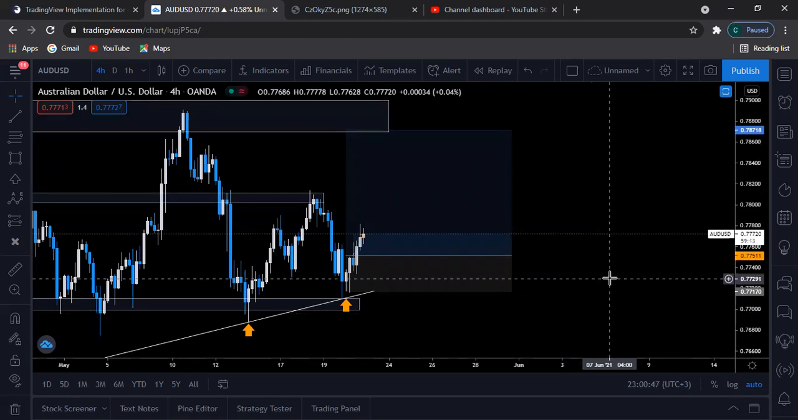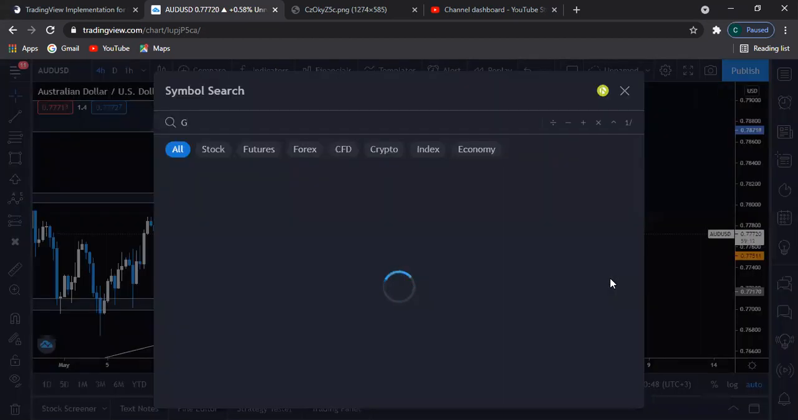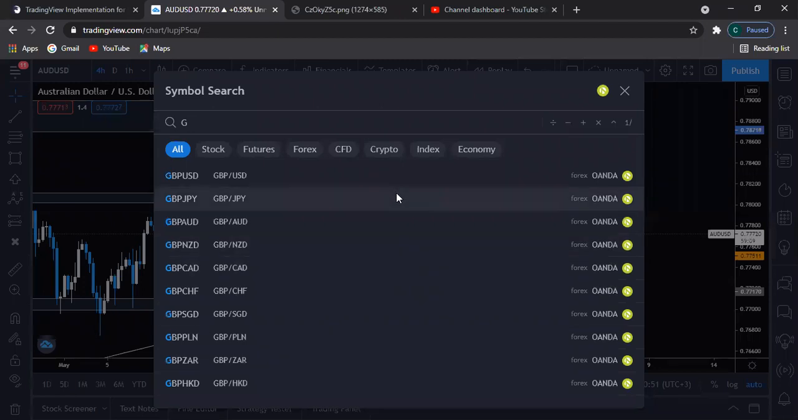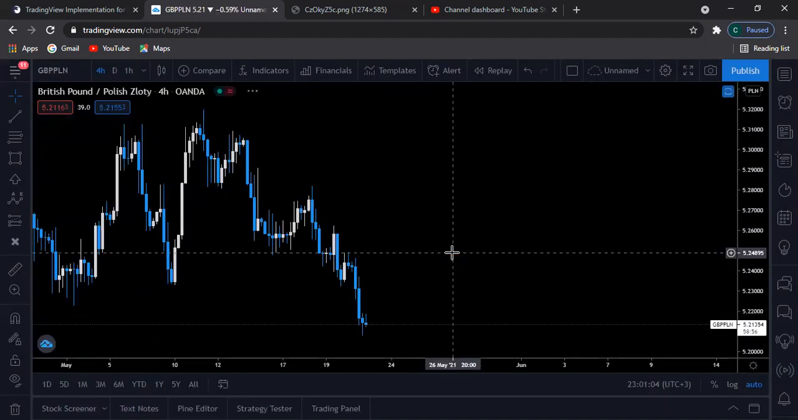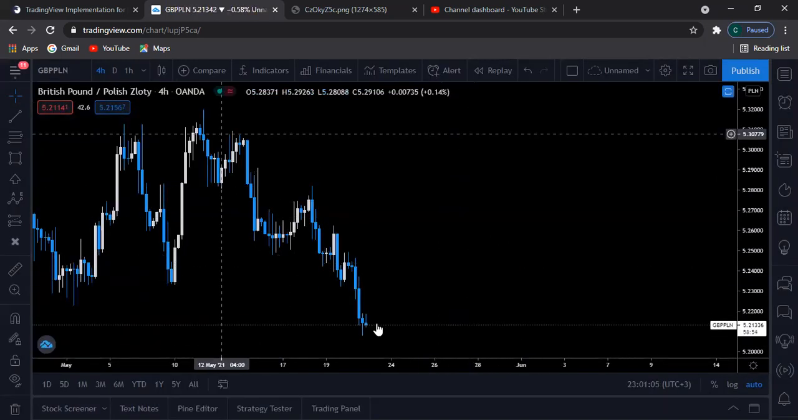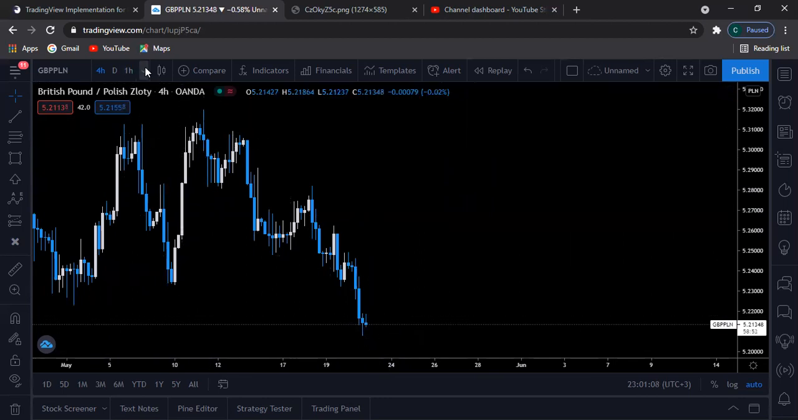So without further ado, let's take a look at a pair that perhaps I'd never use or never trade, to talk about multiple time frame analysis, because I believe it needs a pair to be broken down. Let's use this GBP PNL, I think. I've never traded this pair. Okay, nice. Looks like it's in a beautiful trend down from here.